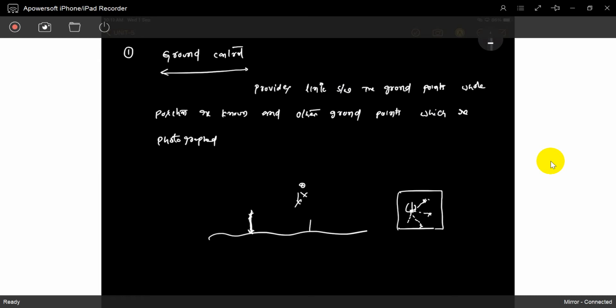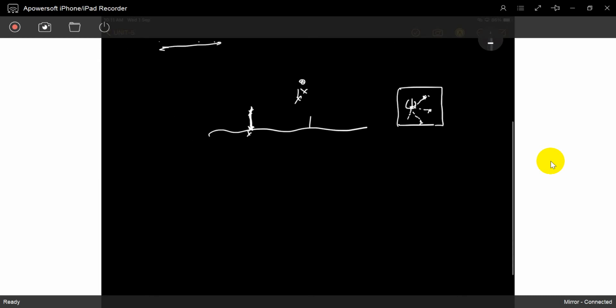If you know the position of this point previously, that provides the link between the ground points whose positions are known and the other ground points which are photographed. So we have to maintain that ground control to get every point's position. Not only that purpose, there is another purpose also. What is the other purpose? We have to assemble the photos.